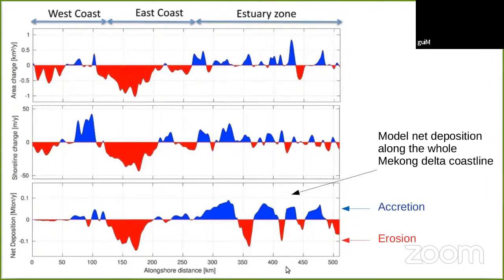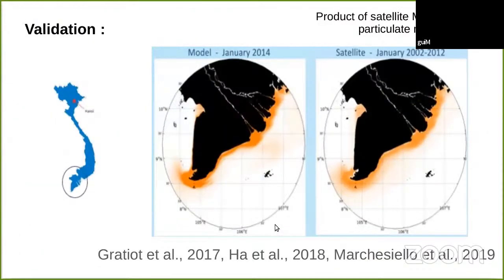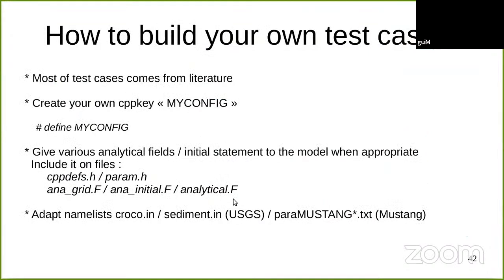So you have differences on the coastline there. In blue you have more accretion, and in red erosion. So this is the net deposition. And the same from Rachid, validation: differences between the product of the MERIS satellite. This is using surface particulate matter, but you can consider that it is the same as sediment concentration at the surface. So we can validate the configuration like that. And it's this last one.